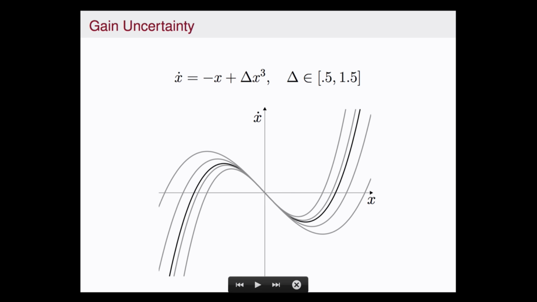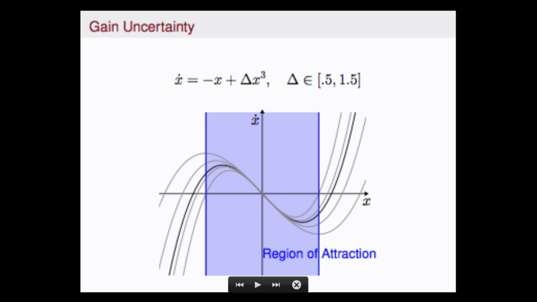Okay? I can find a V. I don't know why it's rendering so badly. But okay, I can find a V. That same V will help me certify the region of attraction, which for the uncertain system now is only sort of the worst case region of attraction over that domain.